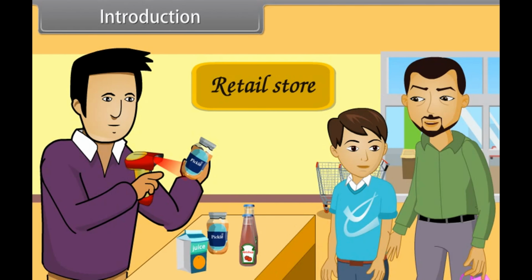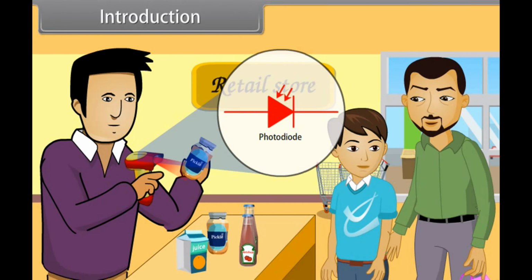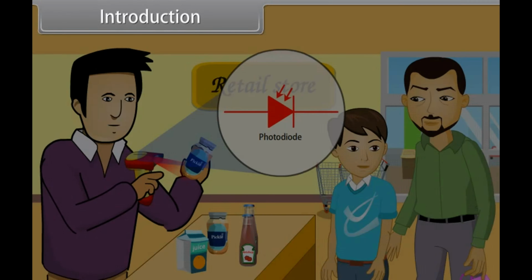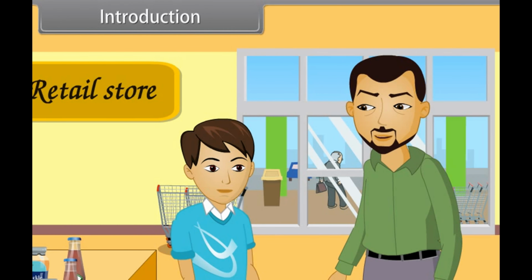Son, it is a barcode scanner and works on the principle of a photodiode. A light source emits light on the object, and the reflected light is received by the photodiode, which produces electrical signals accordingly. It is an application of semiconductor electronics. Okay, Father. I got the answer to my question and I want to know something more about semiconductor devices.